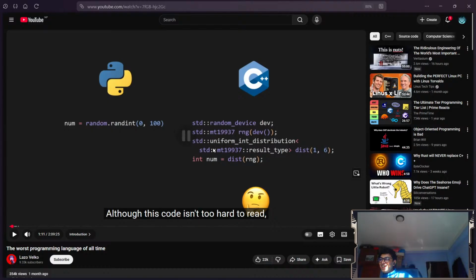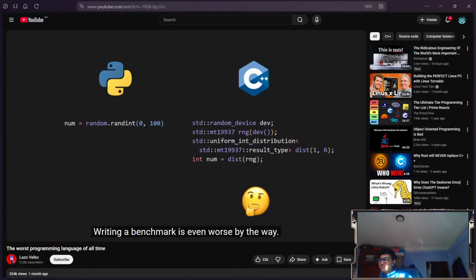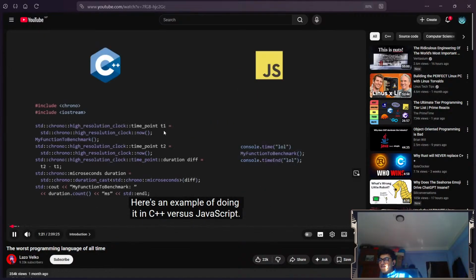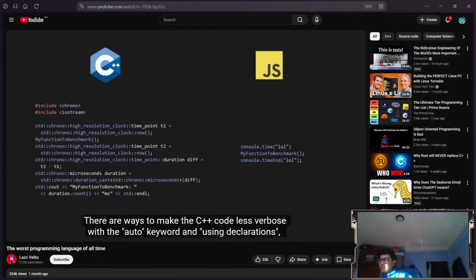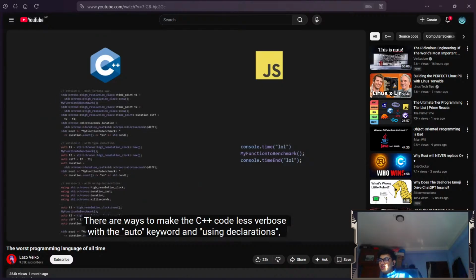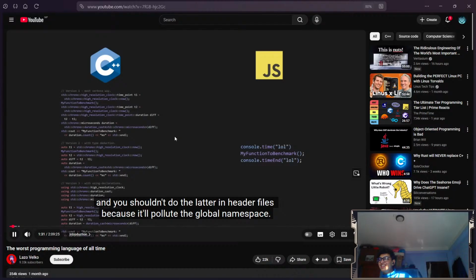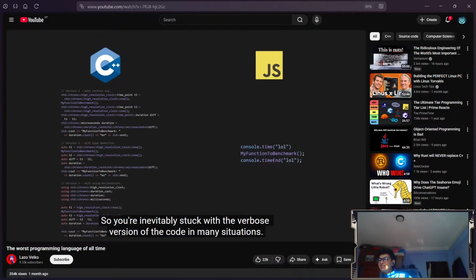Although this code isn't too hard to read, it's difficult to conjure up from memory when you actually need it. Writing a benchmark is even worse, by the way. Here's an example of doing it in C++ versus JavaScript. There are ways to make the C++ code less verbose, with the auto keyword and using declarations, but you can't do the former for member variables, and you shouldn't do the latter in header files, because it'll pollute the global namespace. So you're inevitably stuck with the verbose version of the code in many situations.